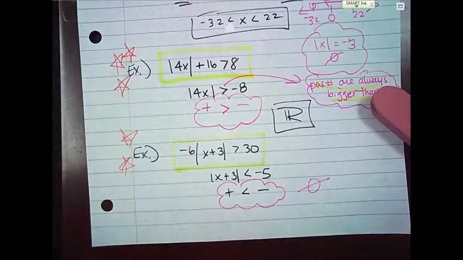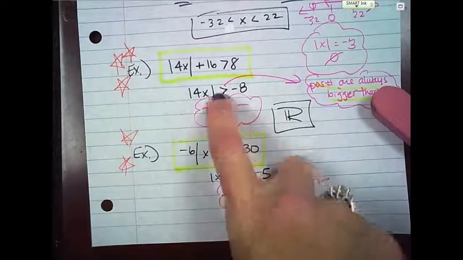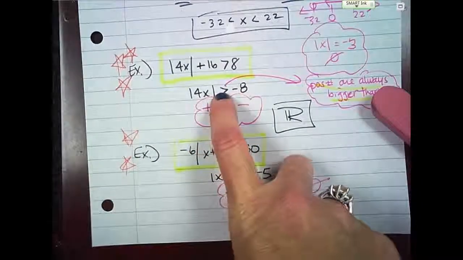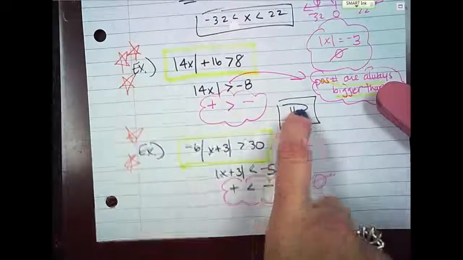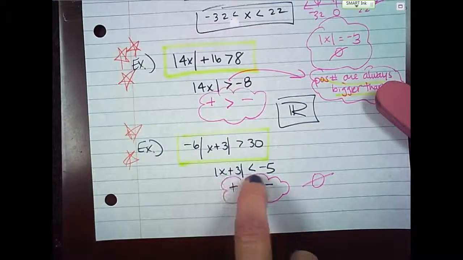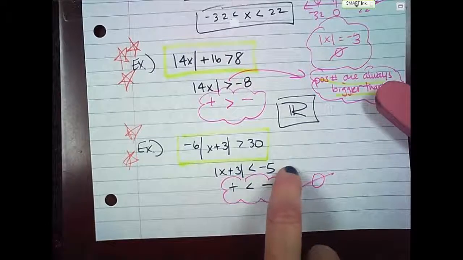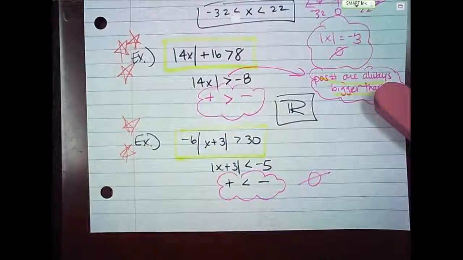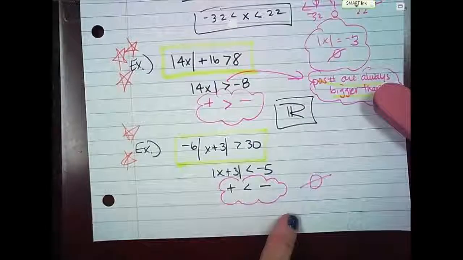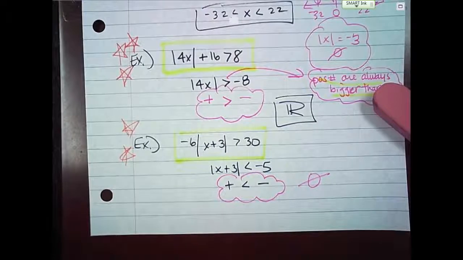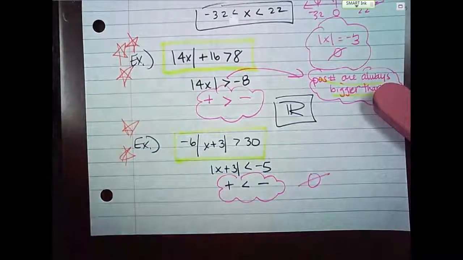So let me ask you this. When you have an absolute value, a greater than, and a negative, the answer is all real numbers. If you have an absolute value, a less than, and a negative, the answer is no solution. Do you have to memorize that? Absolutely not. If you're not sure, check. Are positives bigger than negatives? Are positives less than negatives? Just ask yourself. Don't memorize it. Okay? Now you have time to work on your homework.